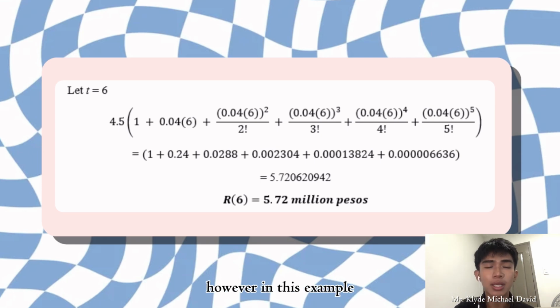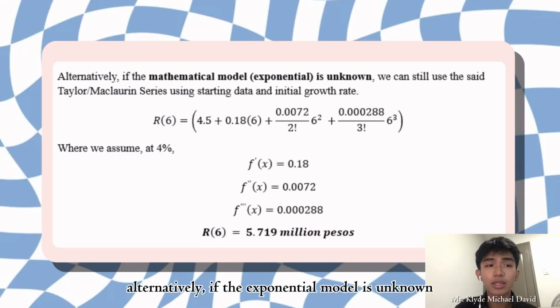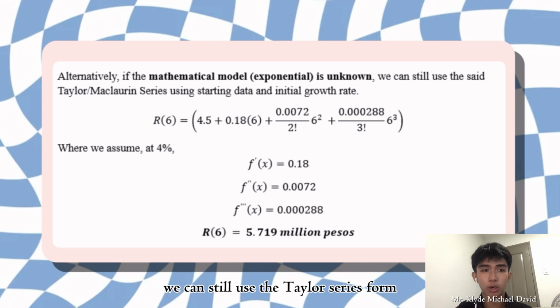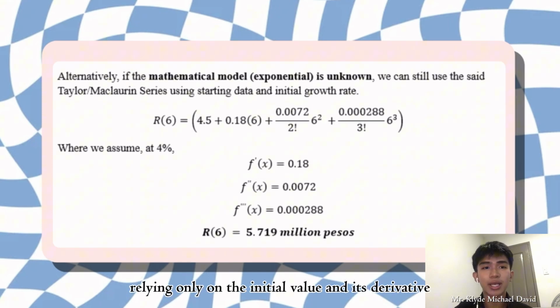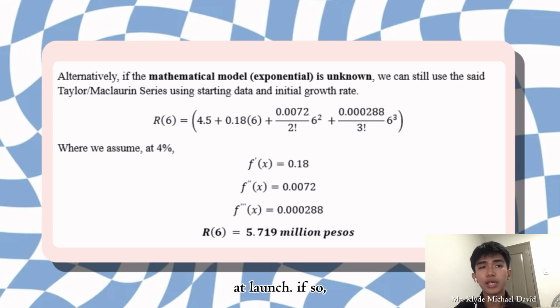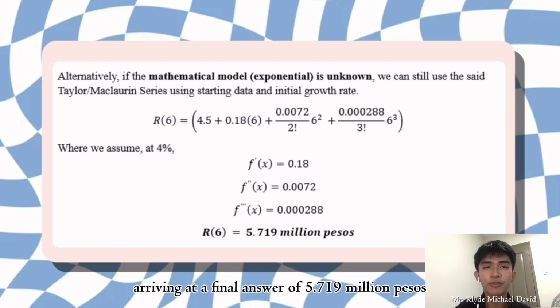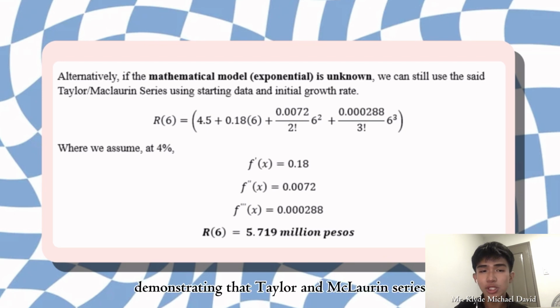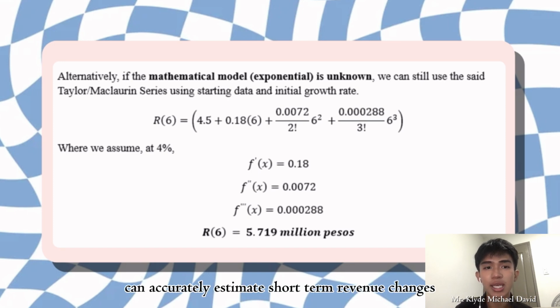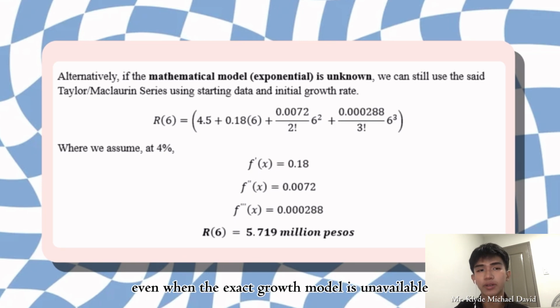However, in this example, the exponential model is known. Alternatively, if the exponential model is unknown, we can still use the Taylor series form, relying only on the initial value and its derivative at launch. If so, we will have this expansion where we use 0.18 as its first derivative and 0.072 as its second derivative, arriving at a final answer of 5.719 million pesos. Both results are nearly identical, demonstrating that Taylor and Maclaurin series can accurately estimate short-term revenue changes, even when the exact growth model is unavailable.